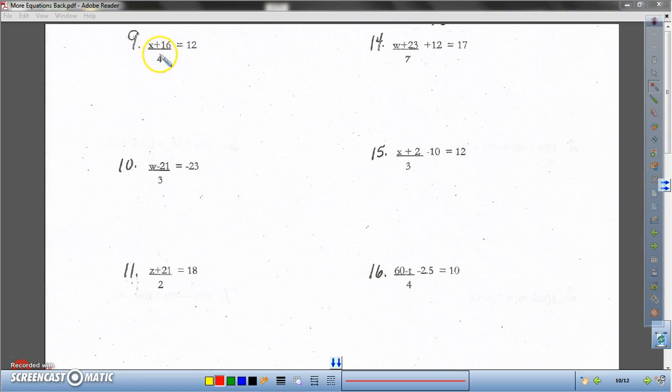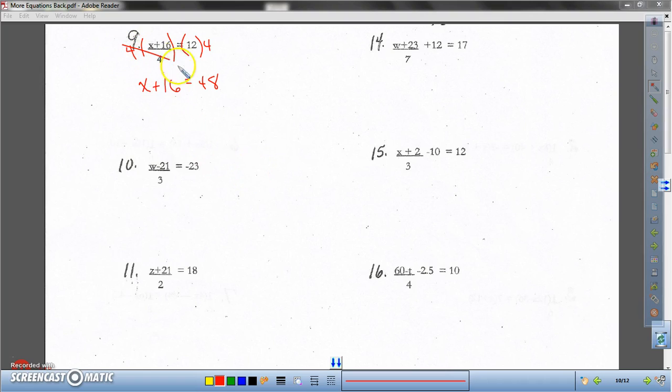Well, I'm going to do the same thing here, only what I'm left with is going to be a little bit different. I still want to undo this division like I've been doing all along by multiplying by 4 on both sides. That's going to cancel, but now instead of just being left with the variable, I'm left with an operation, x plus 16. And then on the right side, 4 times 12 is 48.